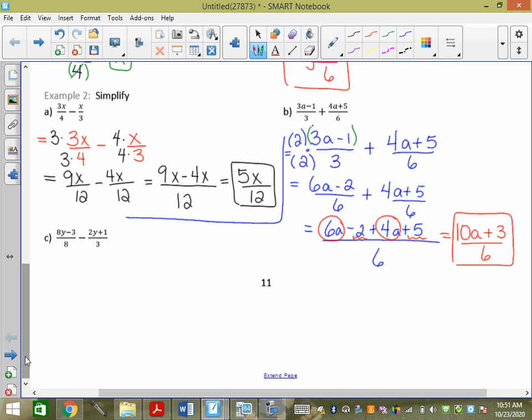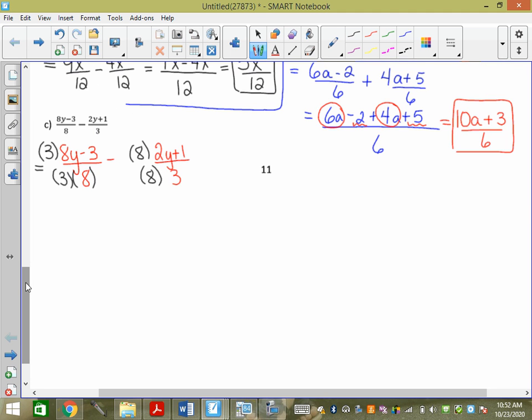C, I can make both of them be 24. So I have 8y minus 3 over 8. And I'm going to multiply it by 3 and 3. Minus 2y plus 3 over 3. I'm going to multiply by 8 over 8. Equal sign. Then I distribute. So I'm going to get 24y minus 9 over 24.